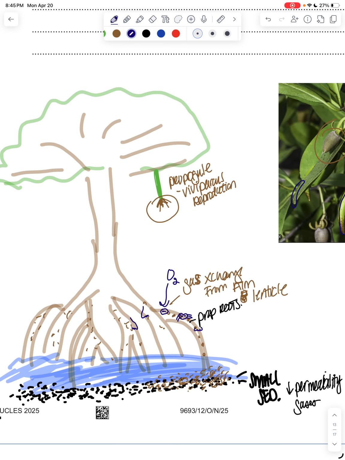But this will slow down water, and if water traveling is like a snow globe with all the particulates suspended throughout it, when it slows down, those sediments are able to deposit, or do sedimentation, and build up. And this is good because this builds up the sediment around the structure itself, around the prop roots. And it does need soft sediment to grow.